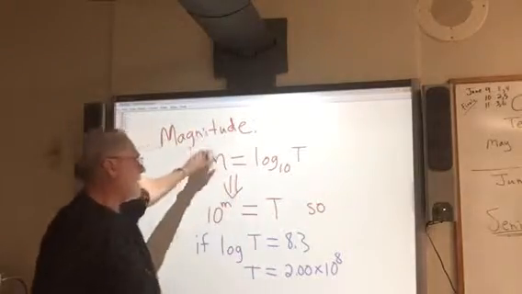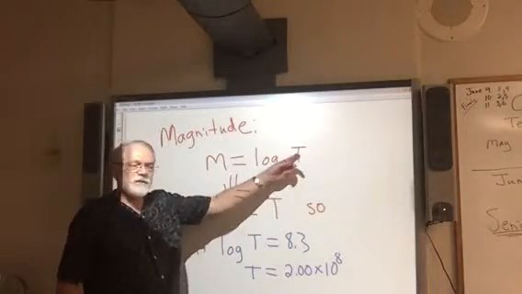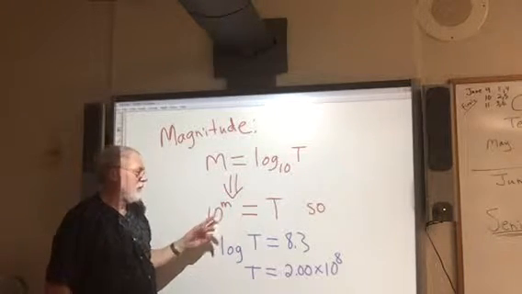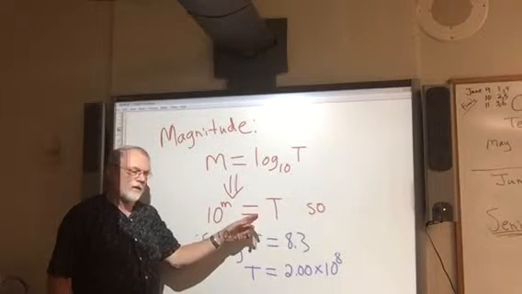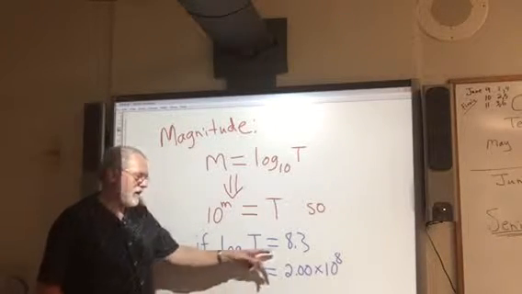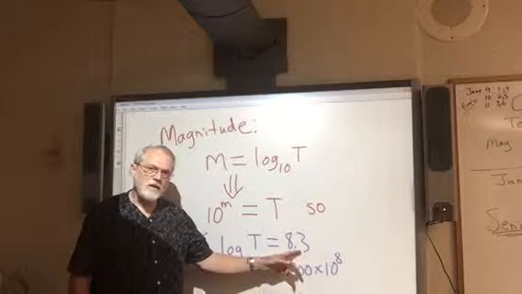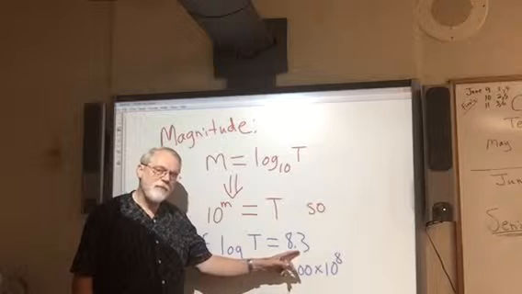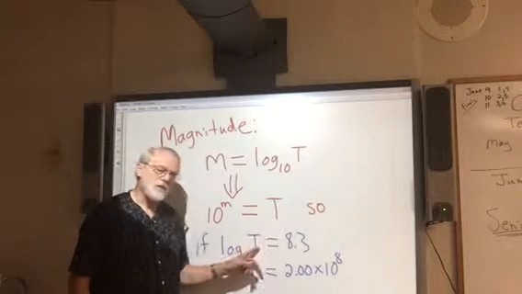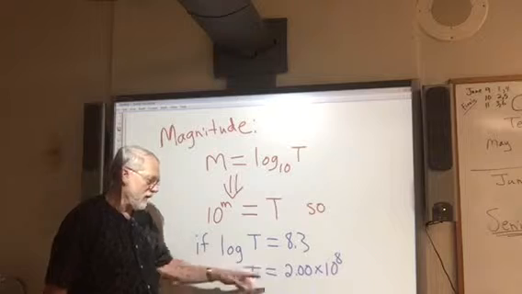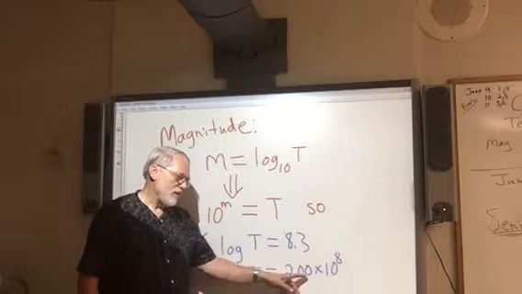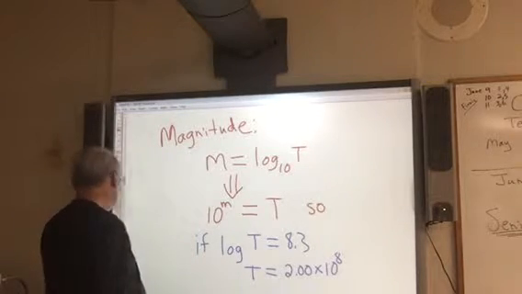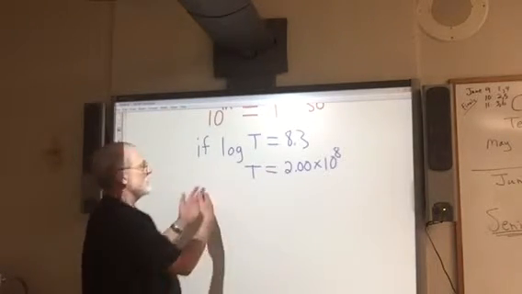Anyway, we talked about magnitude being m equals log base 10 of t. We can use that. If we want to find out, we can also say, therefore, that 10 to the m power equals t. So that if we have log t equals 8.3, what we're saying is that 10 to the 8.3 power equals t. And when we do that, we get a value of 2.00 times 10 to the 8th. What does that mean in terms of this stuff? Let me pull it up maybe so you can see it a little clearer. There it is. It's just above my head.